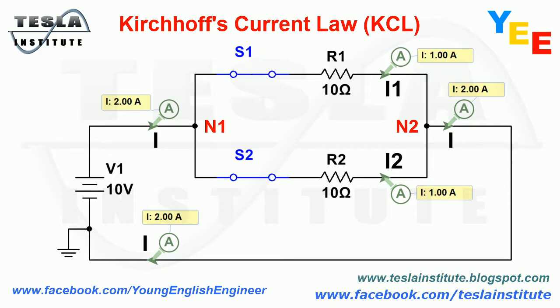Now we will close both switches. We achieve new values of currents. I equals 2 amperes, and I1 and I2 have value 1 ampere. If we check the situation in the nodes, we have I equals I1 plus I2. 2 equals 1 plus 1. Or I plus I1 plus I2 equals 0. 1 plus minus 1 plus minus 1 equals 0. Exactly the same as at node N2. As we see, Kirchhoff's current law works perfectly again. Watch in a simulation how Kirchhoff's current law works in a circuit.